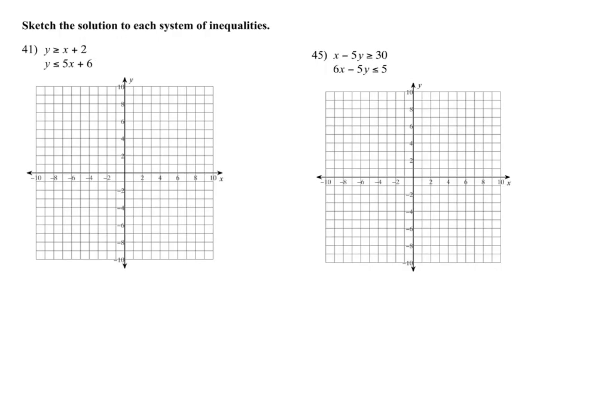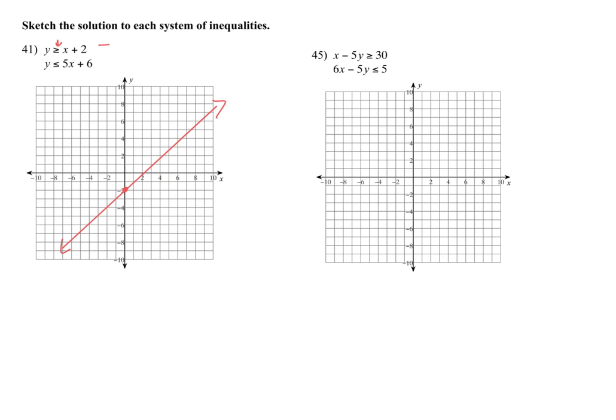So graphing the lines is exactly the same. The only thing you have to decide here is whether it's solid or dashed. So number 41 is in slope-intercept form. Number 45 is in standard form. Slope-intercept form is very simple. I'm going to start at that 2. My slope here is 1 up, 1 over 1. So you're just doing your slope like you did before. Go up 1 over 1, put a point, and graph.